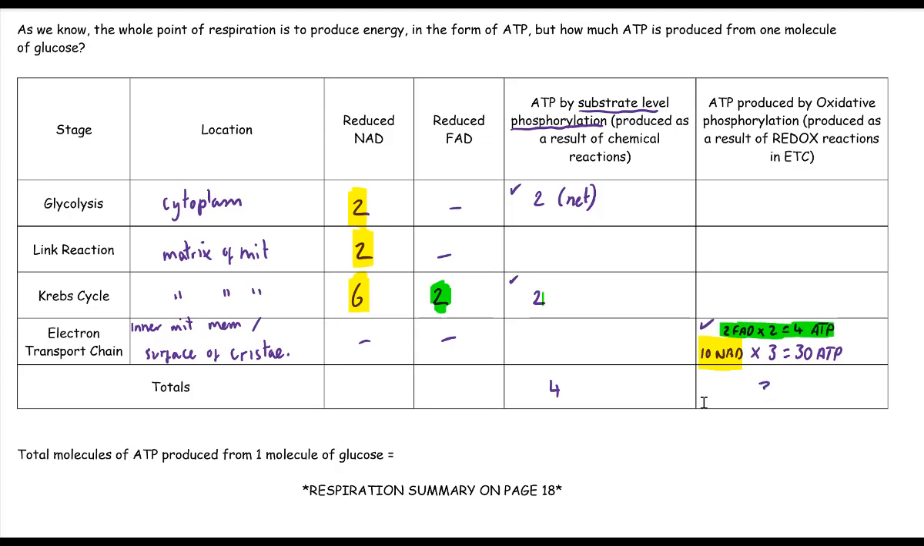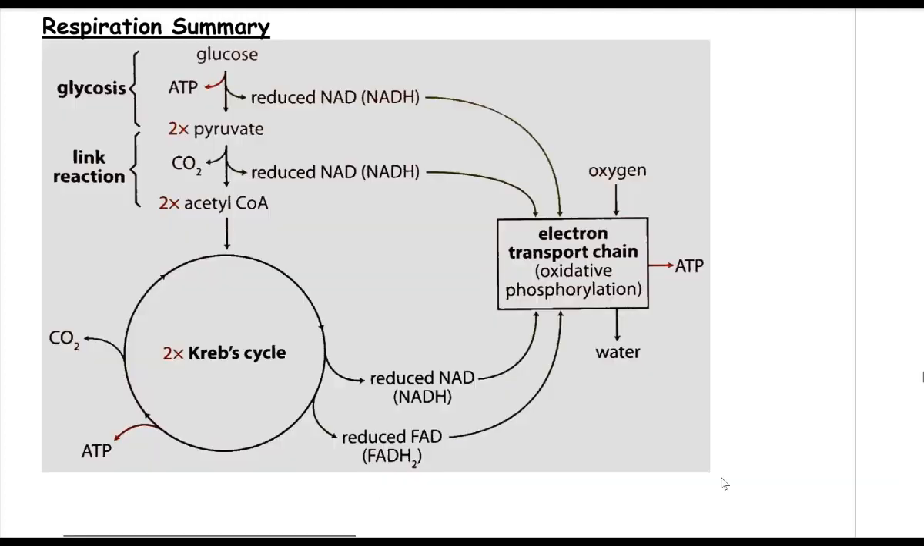So altogether, we have got 34 from the electron transport chain, which was basically because of the NAD and the FAD, and 4 from substrate level phosphorylation. So each glucose molecule produces 38 molecules of ATP. And this diagram just summarizes all that. So we start with the glucose in glycolysis. Remember, that's taking place in the cytoplasm.